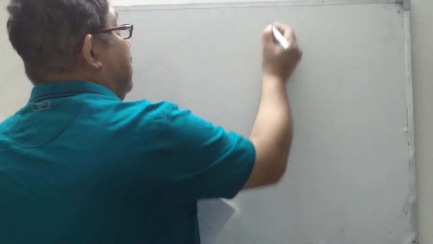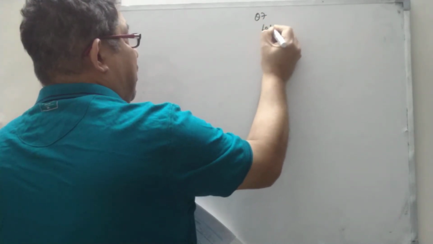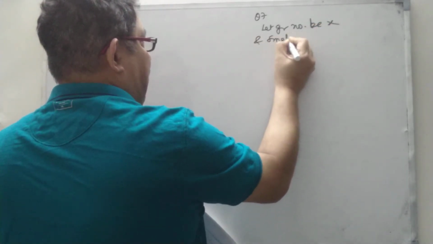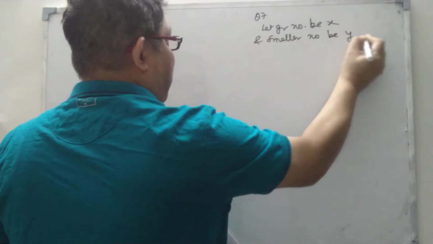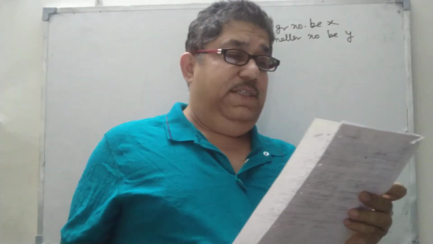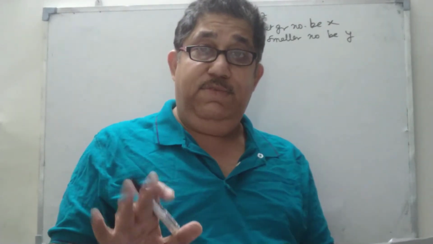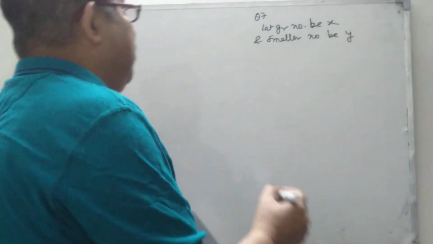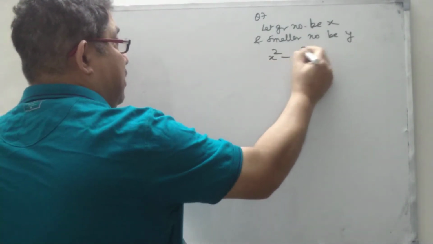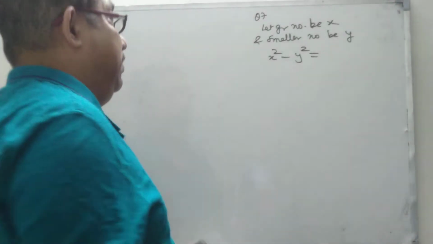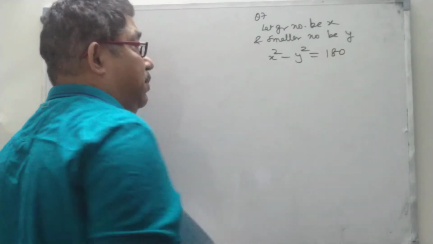So I say, okay, let the greater number be x and the smaller number be y. Now I am on question number 7. Let the greater number be x and the smaller number be y. Now it says the difference of squares. That means greater number square minus smaller number square is equal to 180. So x square minus y square equal to 180.